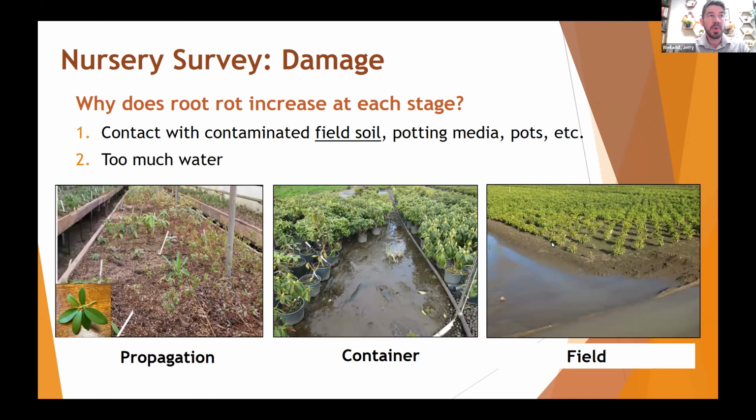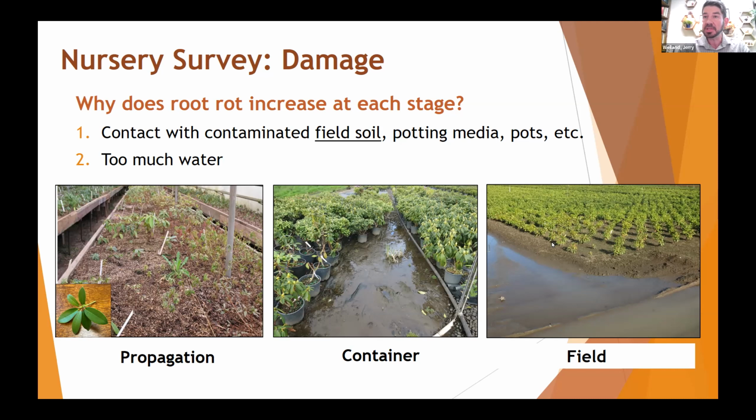So why is root rot increasing at each stage? I'd say the number 1 reason for that is contact with contaminated field soil. Again and again and again, you can see in that center picture, there's a container system with some pretty heavy contact between the container plants and field soil, and of course the field system on the right.